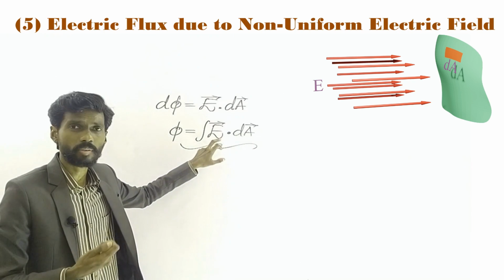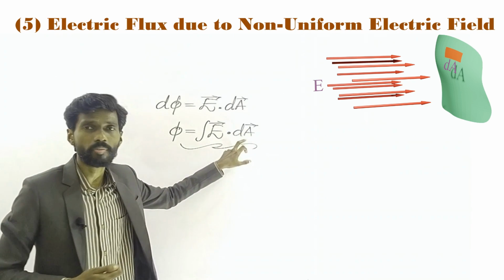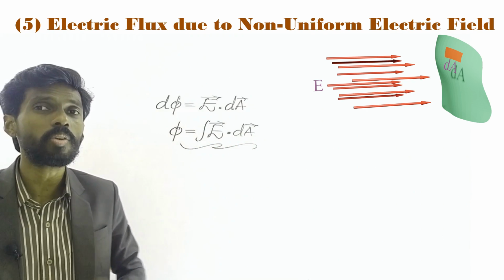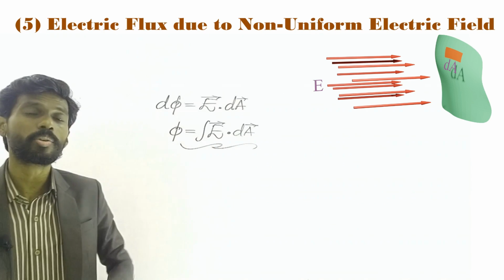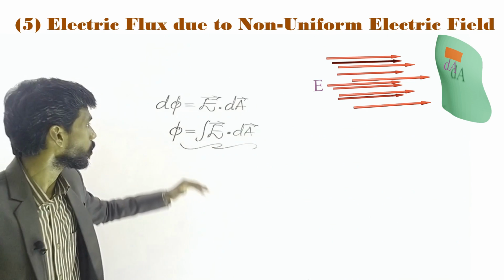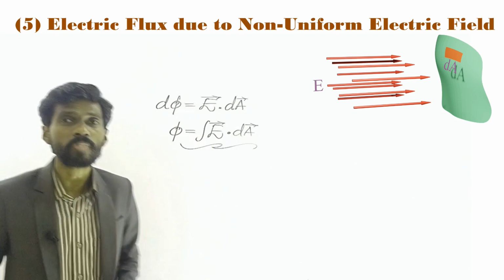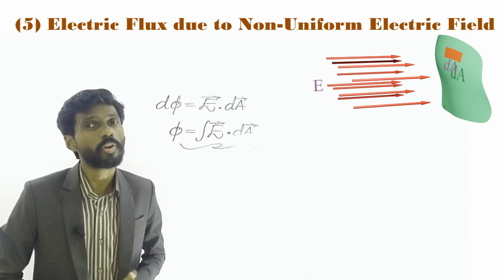So E will be given in the question. So E is known, and dA you have to find. That integration will give you the electric flux through a surface due to a non-uniform electric field. Do you understand? That is the formula you have to remember. Alright, now we'll take an example of a non-uniform electric field.